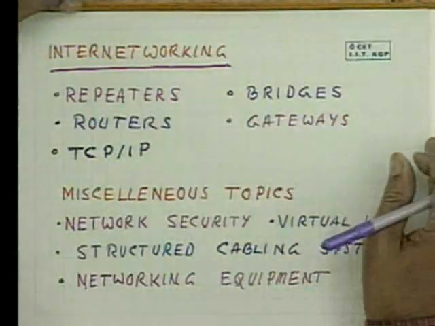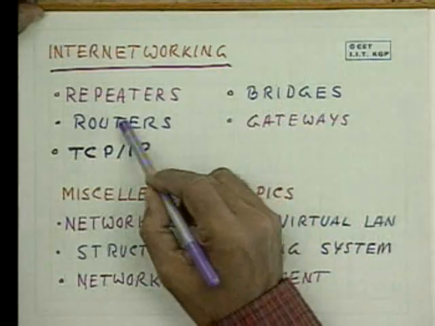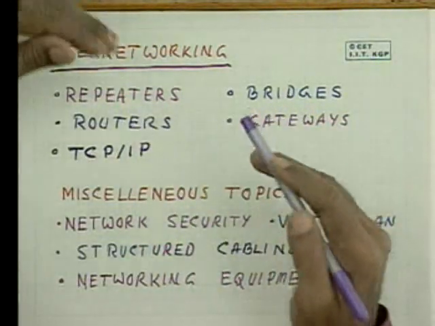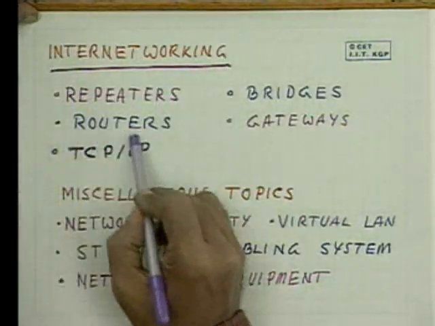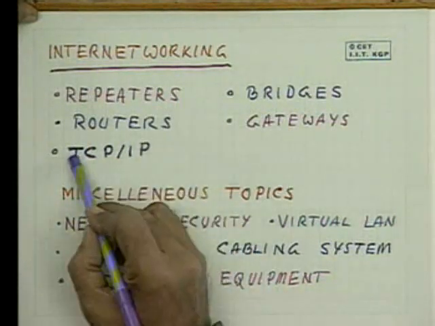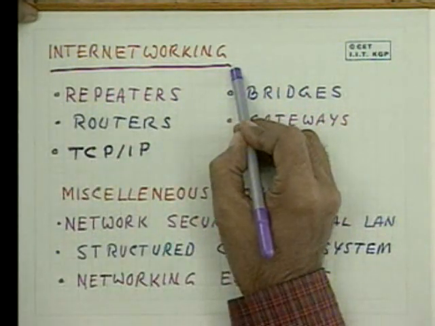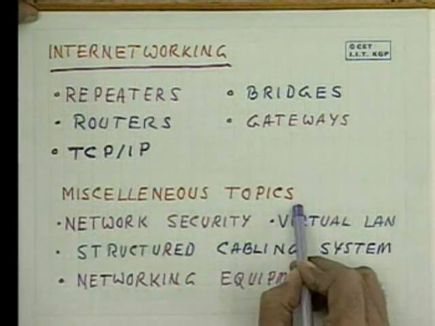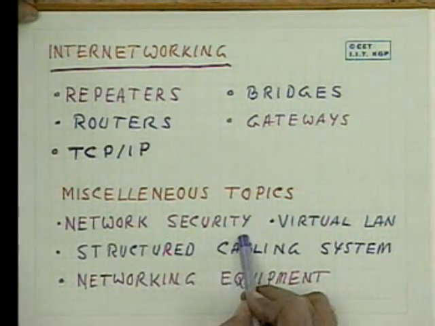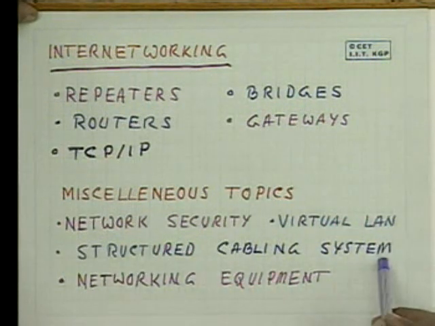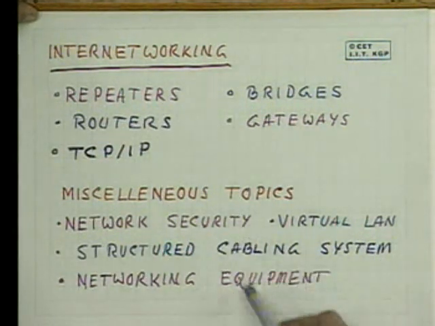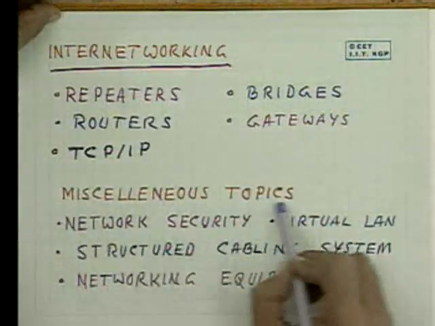Part 4, which deals with internetworking: we shall discuss various equipment which we use for the purpose of internetworking, and the software TCP/IP; various protocols that are part of TCP/IP we shall discuss in detail in this internetworking section. Apart from that, there are some miscellaneous topics like network security, virtual LAN, structured cabling system, and networking equipment, which are important and practical aspects for implementing a computer network. We shall discuss these as miscellaneous topics.